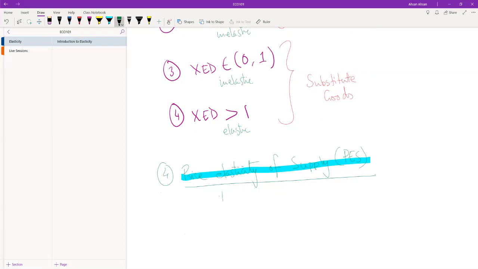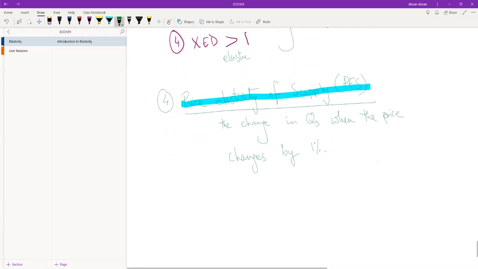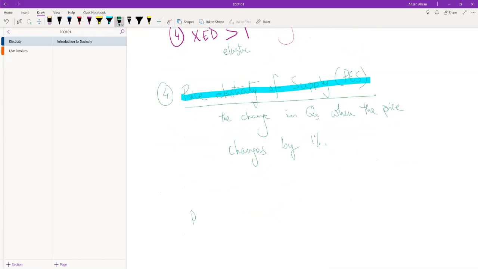PES measures the percentage change in quantity supplied when the price changes by 1%. Okay, it's basically what we've been seeing so far. Formula for PES, even without me writing it down, you guys should be able to write down the formula by now on your own. So if you want to, you can pause the video and try to write down the formula yourself and then come back and see what I've done.